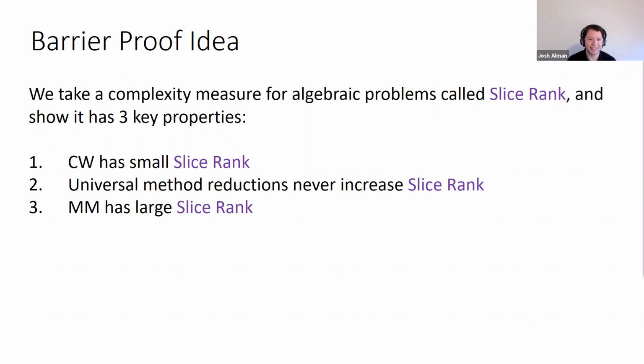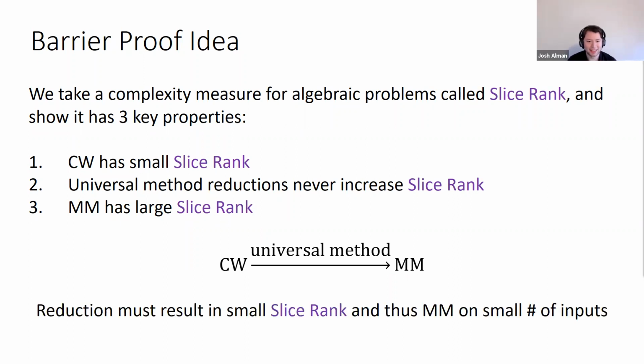So these 3 together actually just imply the barrier, because if you had an algorithm for matrix multiplication that you designed by taking Coppersmith-Winograd and somehow using the universal method to turn it into a matrix multiplication problem, then the reduction has to result in something that has small slice rank on the right-hand side, and thus it has to be a really small instance of matrix multiplication. Whereas generally our goal to design faster algorithms is to reduce it to a really large matrix multiplication. Yeah, so that's the idea behind the proof.